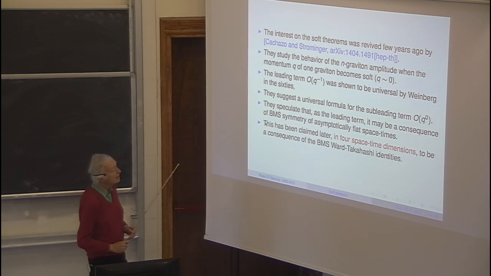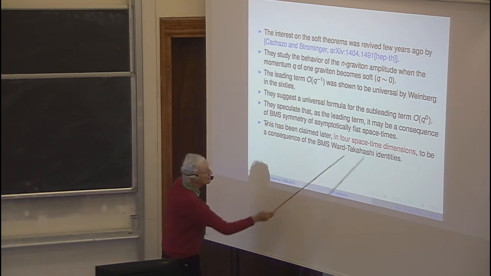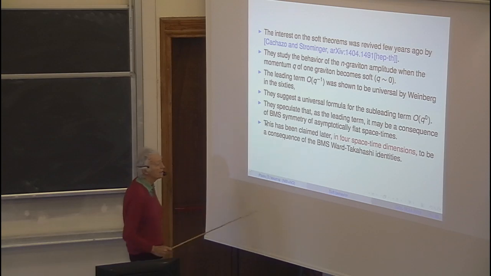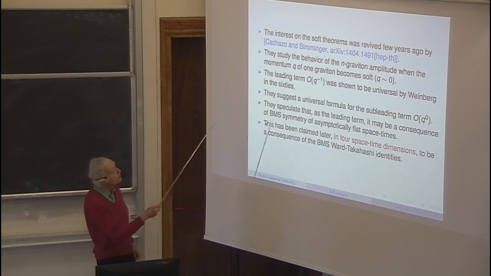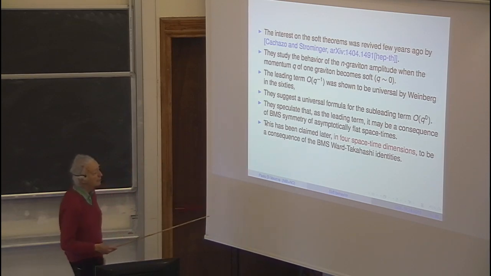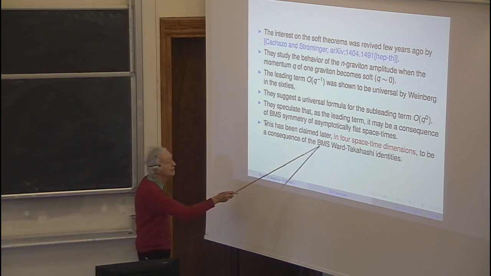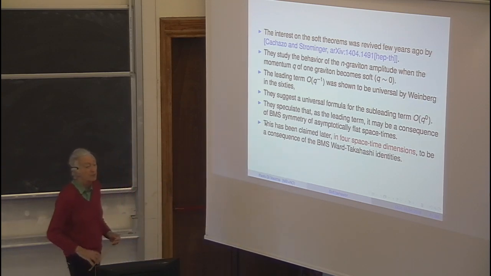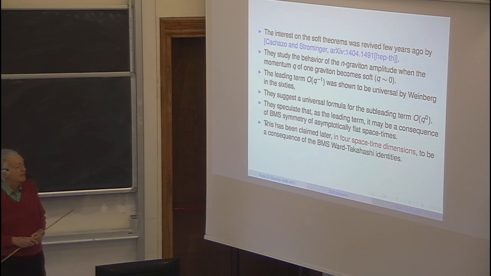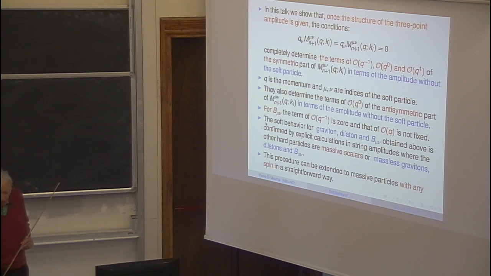And this has been claimed later, in 4 space-time dimensions, to be a consequence of BMS. Now also the sub-subleading term has been shown to come from BMS, from Einstein gravity. Now, in this talk, I will use a completely different point of view.